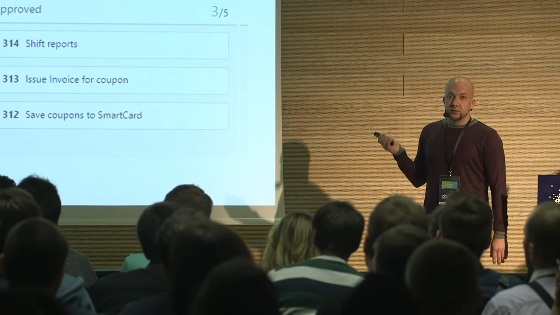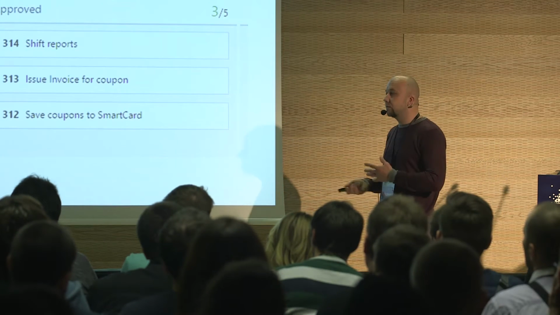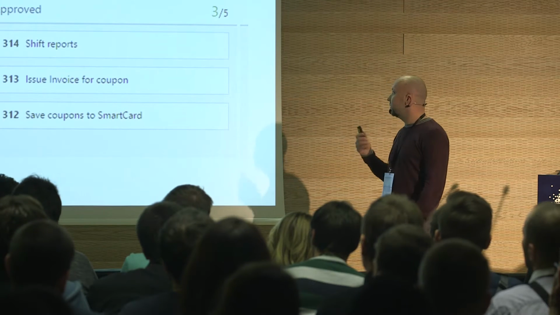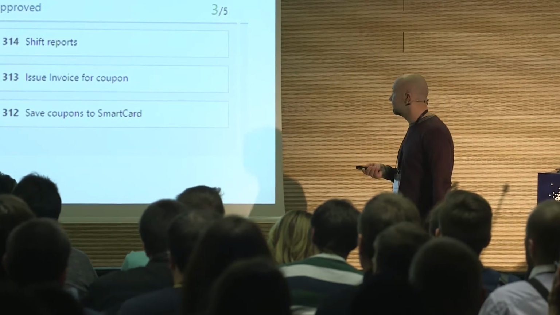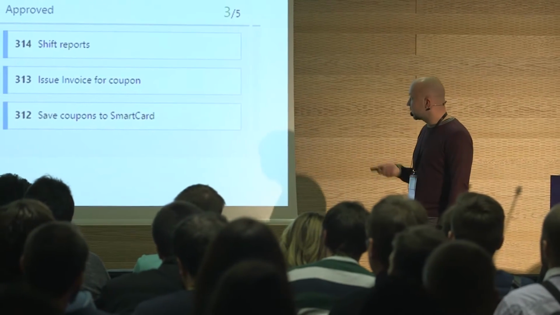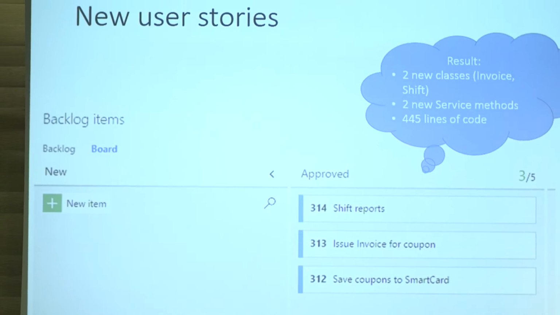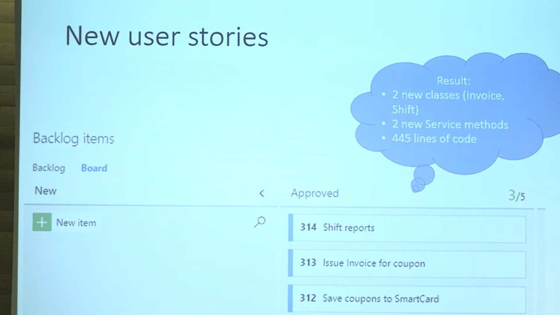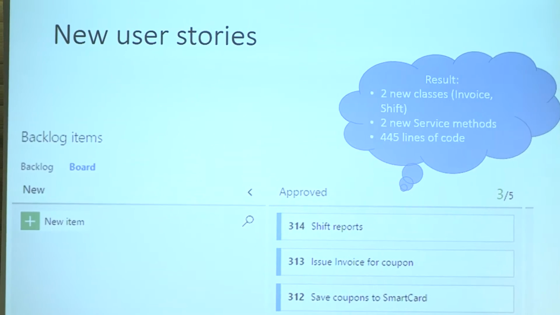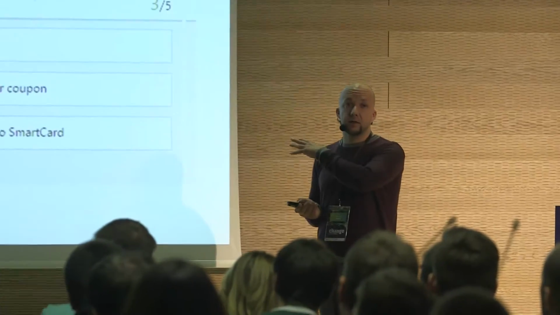And then the new user stories came. They wanted some kind of shift reports for their employees. They want to issue invoices for the coupons, to fiscalize the invoices and so on. And they want to save these coupons to smart cards. Okay, we implemented that. We won't go into details with that. We added two new classes, two new service methods, and after that it's roughly about 445 lines of code.